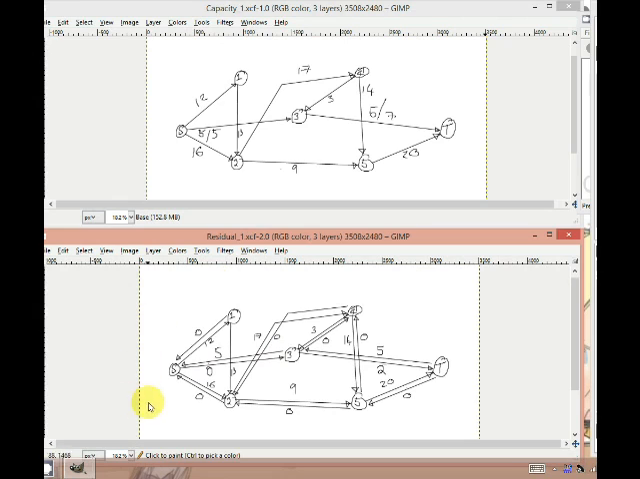For our second iteration, we need to apply the same process on the residual graph, finding a path from S to T along arcs with weight not equal to 0. On our first iteration, we set this arc here to have a weight of 0. Hence, we cannot follow this arc to get from S to T. Instead, we'll follow this path here on our way from S to T.